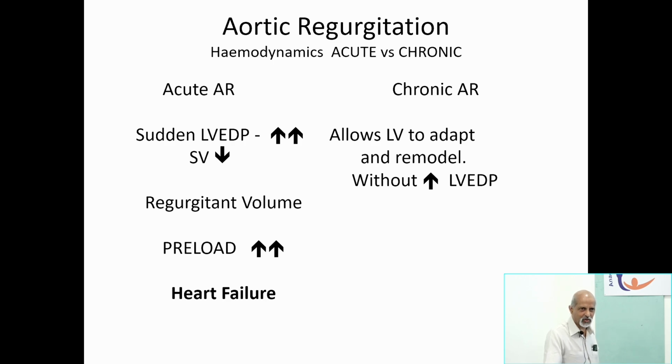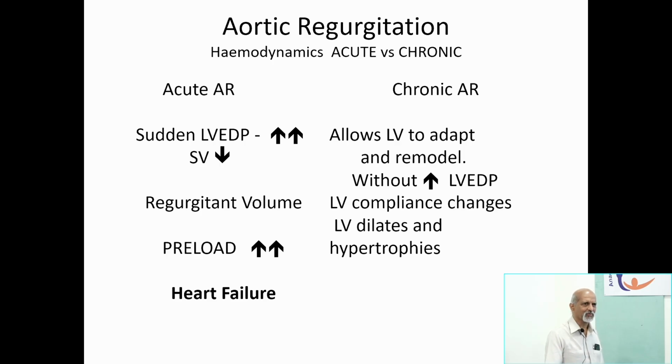It remodels without increasing in the LV end-diastolic pressure, and that's why the patient can be beneficial. They can be managed by medical therapy. When you reduce the SVR, automatically the LV output is going to be better and better. So the LV compliance keeps changing. LV dilates, it hypertrophies, which we classically call eccentric hypertrophy.